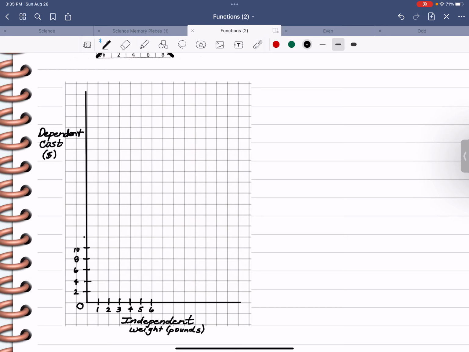$10, $12, $14, $16, $18, $20, $22, $24, $26. Now, I'm going to have to go higher, but for the moment, let's stop here.